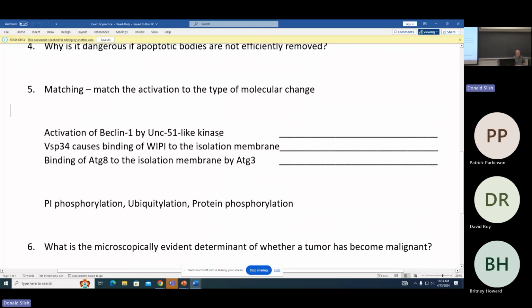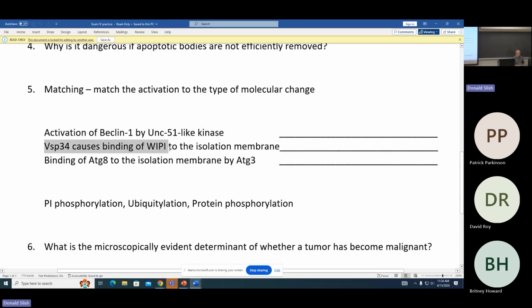Okay, matching. Oh, I like this. I get a kick out of this autophagy pathway, because there are so many different types of cell division and cell signaling going on here. So activation of BECN1 by UNC51-like kinase. Is that PI phosphorylation, ubiquitination, or protein phosphorylation? I believe it's protein phosphorylation. I believe you're right. Yeah, protein phosphorylation. So it's a kinase, but remember you've got two different types of kinase. One can cause phospholipid phosphorylation.